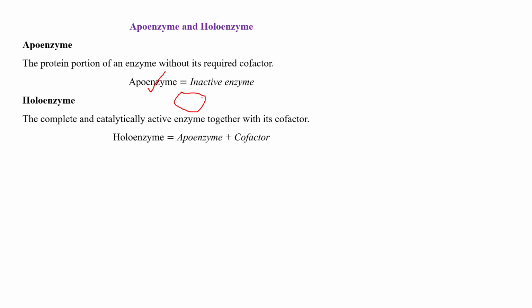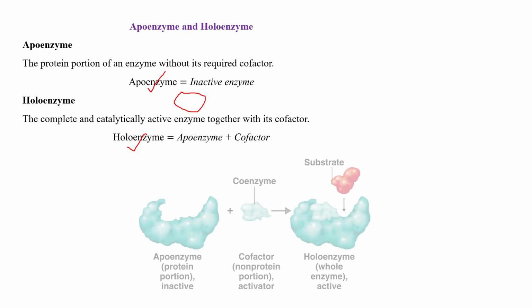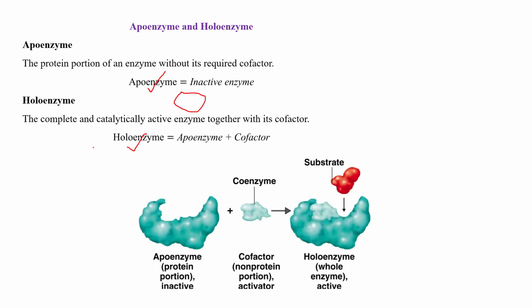But the moment you attach its cofactor to it, it becomes a holoenzyme. So a holoenzyme is equal to your apoenzyme plus your cofactor. But your apoenzyme is the protein portion of the enzyme. There is no metal ion, there is no vitamin, there is nothing. There is no other organic molecule. So this is your apoenzyme, non-functional, with your active site.